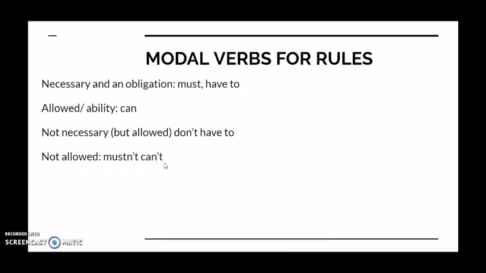Okay. You can't, for example, bring your phone into the class. Or you mustn't use your cell phone in the class. It is not allowed. Okay.